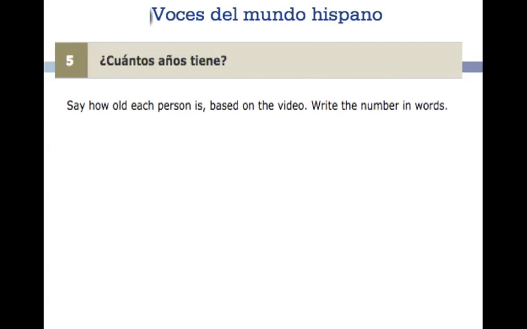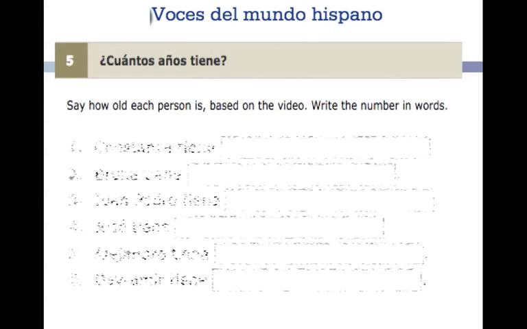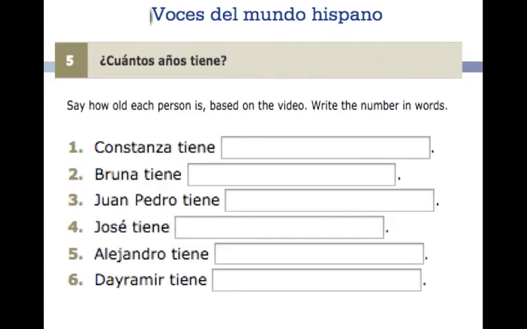And the other thing you're going to see is a section on how old these various people are: Constanza, Bruna, Juan Pedro, José, Alejandro, and Dairamir. So you'll listen for them in particular and write the number in words. So you're always writing out the Spanish in letters.